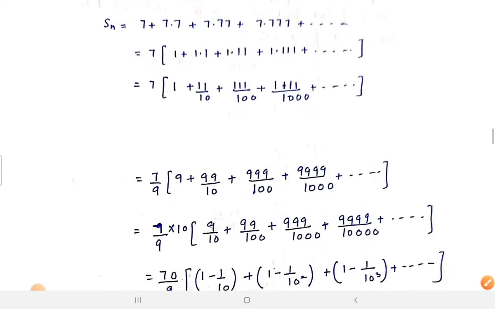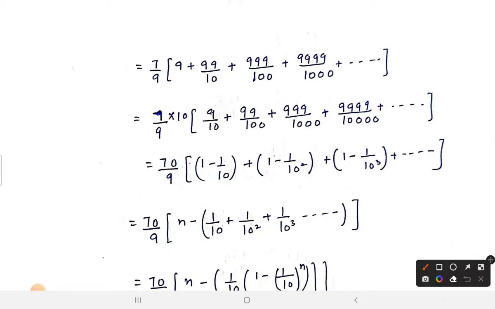So we have 9 upon 10 can be written as 1 minus 1 upon 10, 99 by 100 can be written as 1 minus 1 upon 100, and 999 upon 1000 can be written as 1 minus 1 upon 1000, and so on. Now separate the terms: 1 plus 1 plus 1. We are adding 1 n times. So we have n here. Again we have 1 upon 10, 1 upon 10 square, 1 upon 10 cube.